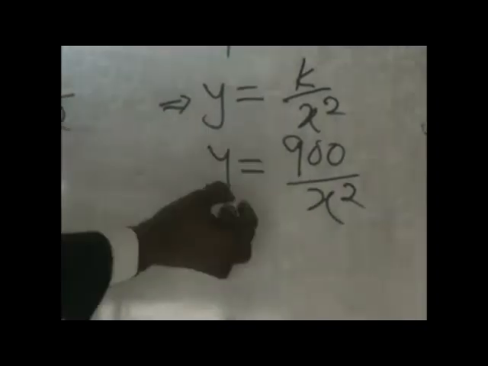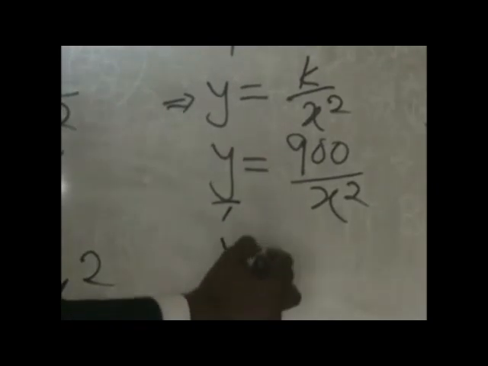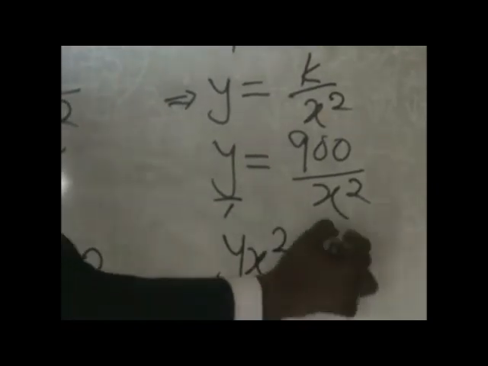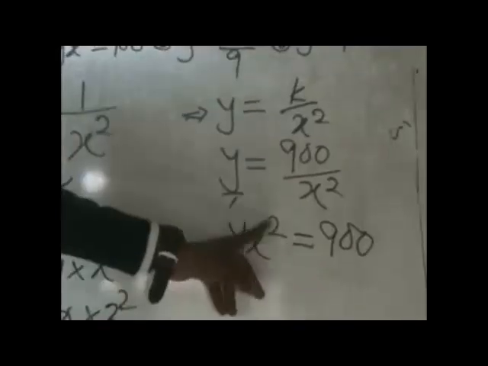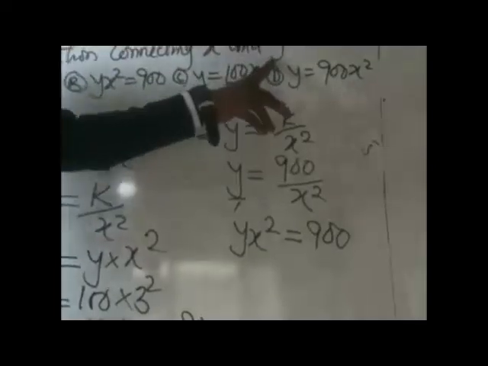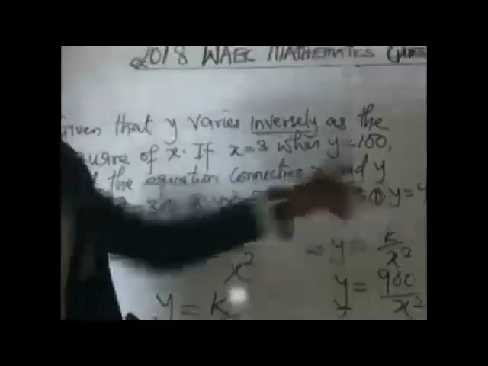Now what you simply do here, you cross multiply. So x squared times y will give me y x squared equal to 900. Now y x squared equal to 900 is the relationship connecting x and y. Mind you, on your WAEC day, you may see other terminologies like what is the formula connecting x and y. You can also see what is the relationship between x and y. They mean the same thing.